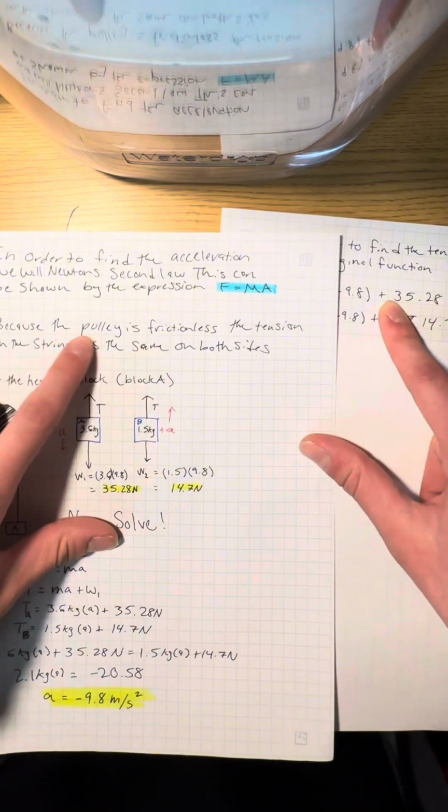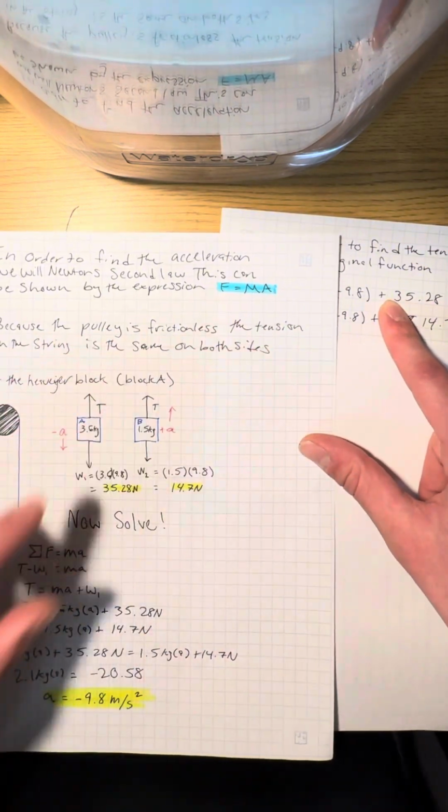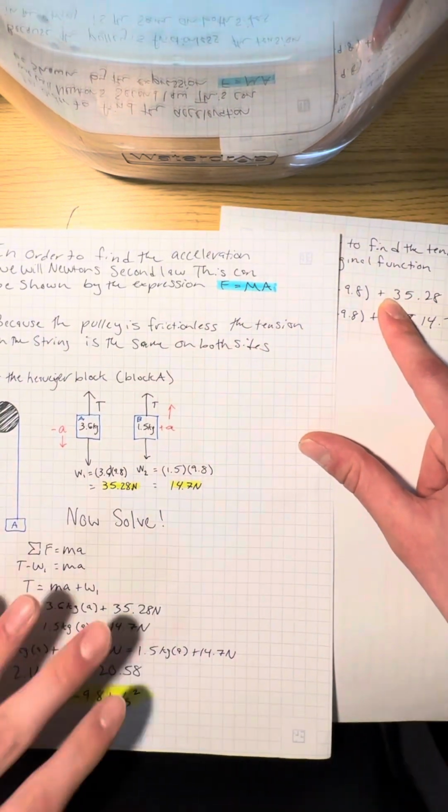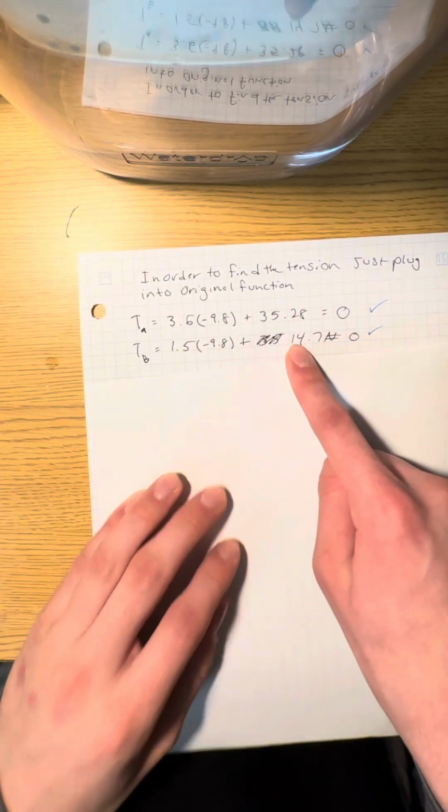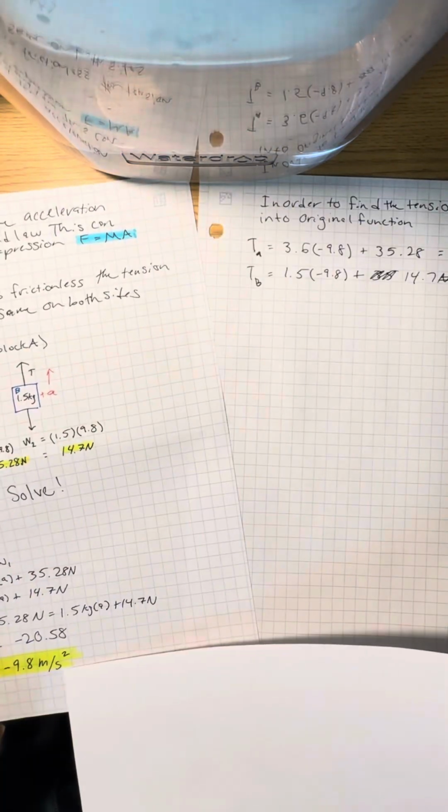Earlier in the question it says because the pulley is frictionless, the tension on the string should be the same on both sides. That is what we have calculated here, and this is shown and proven here. So the tension on both sides is 0 with an acceleration of negative 9.8.